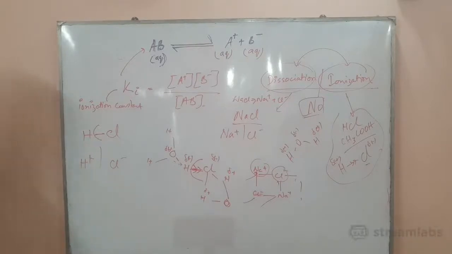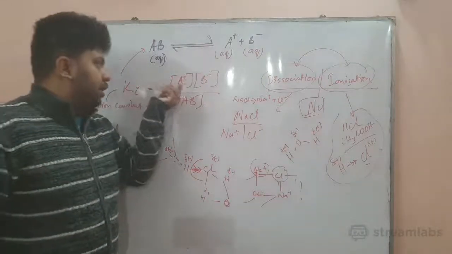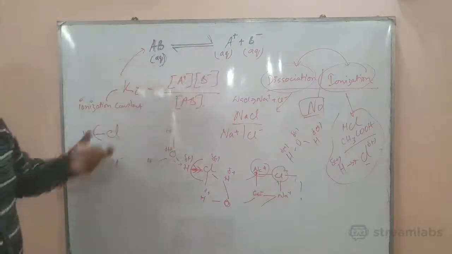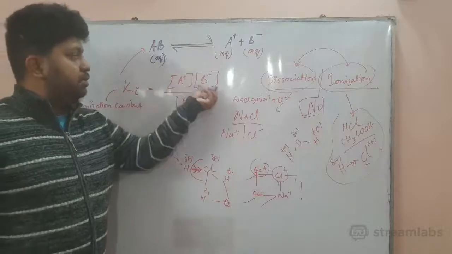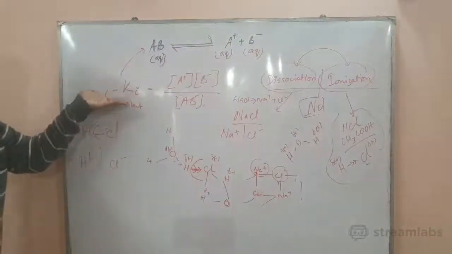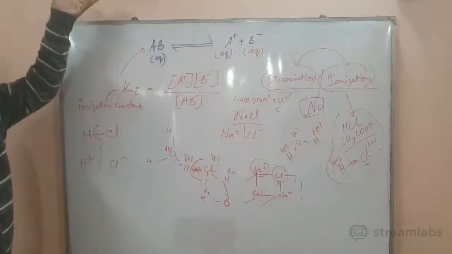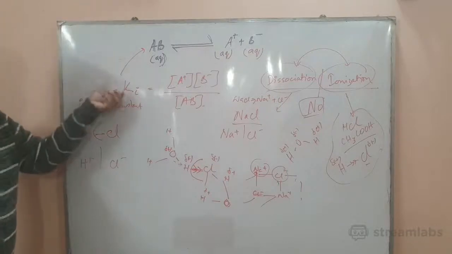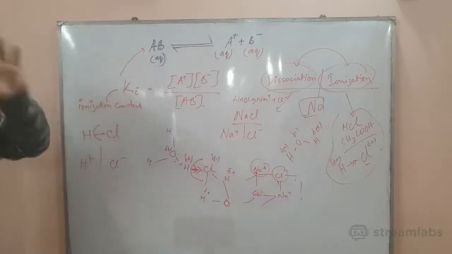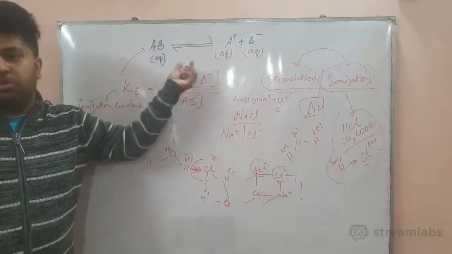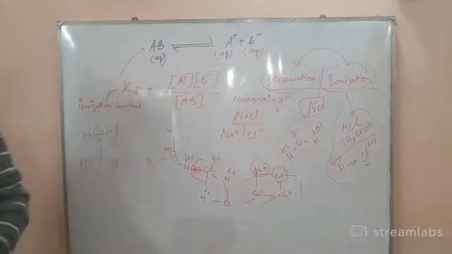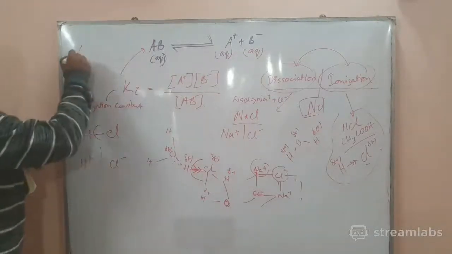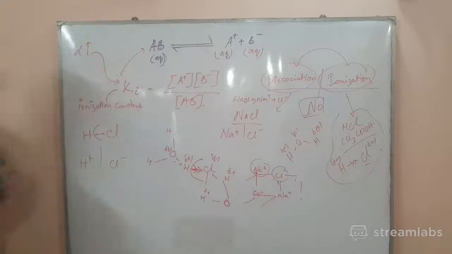The concentration of A plus B minus divided by the concentration of AB. Now, if you see that the A plus and B minus concentration is high, the dissociation constant or the ionization constant will also go up. So that means the Ki is big for strong electrolytes, because for strong electrolytes you will get this more. If the alpha is more, the Ki will be more.